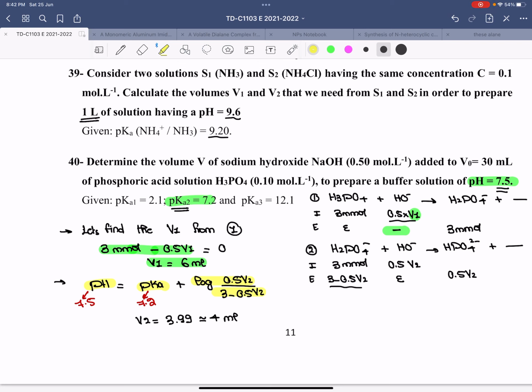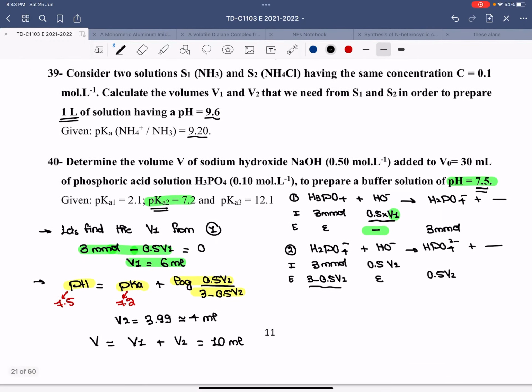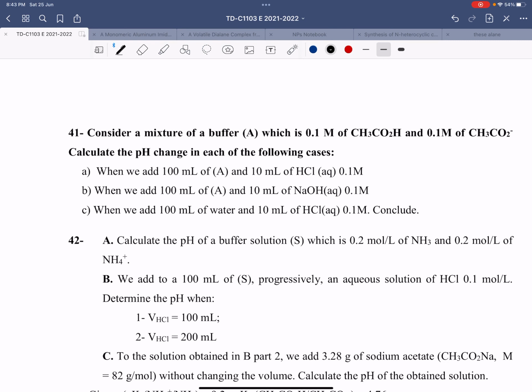You find V2. The total volume of HO minus needed for this reaction was the volume used for the complete neutralization of H3PO4 and the volume needed to partially neutralize H2PO4 minus so that we have pH 7.5, which is V2, and this is 10 milliliters, 6 plus 4. Okay, good. And this is number 40. We will save number 41 or 42 for next time.